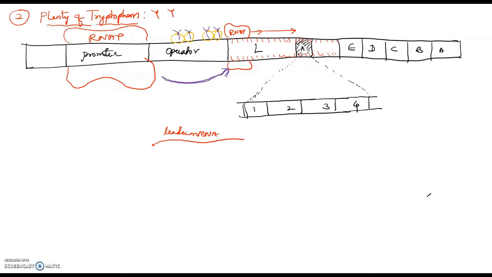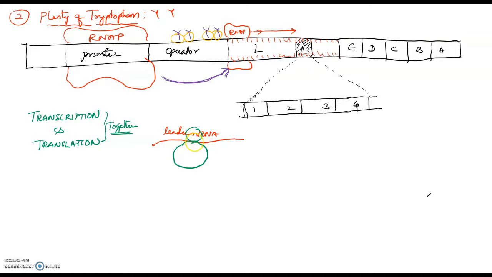Now, whenever a leader mRNA is formed, a ribosome will come and attach to it. Both transcription and translation go hand in hand, or together they will happen in prokaryotes. They don't have to cross the nuclear membrane and all that. Okay, so what is happening? A ribosome will come and bind to the leader mRNA.